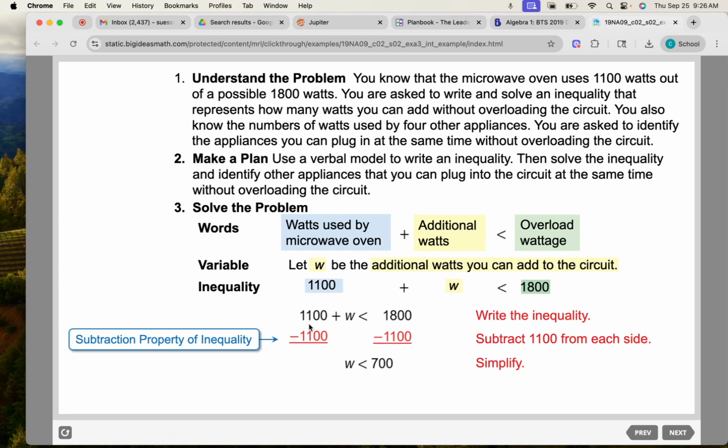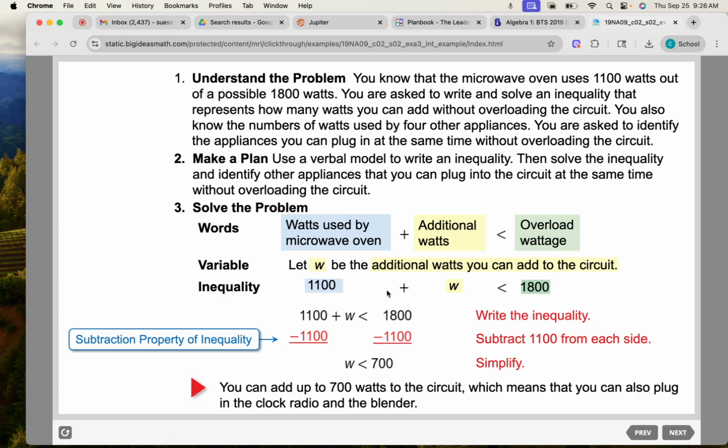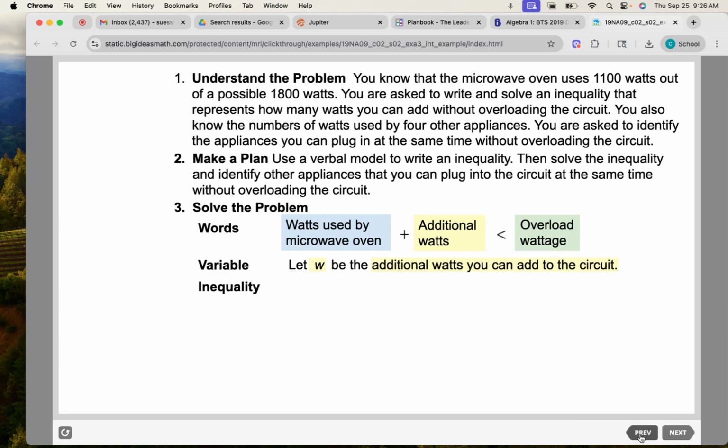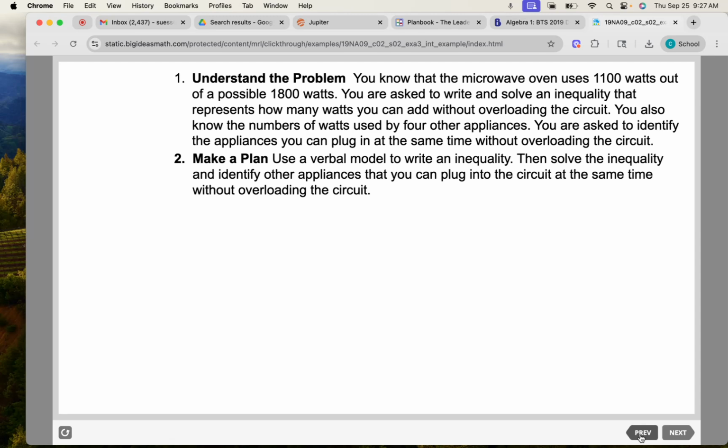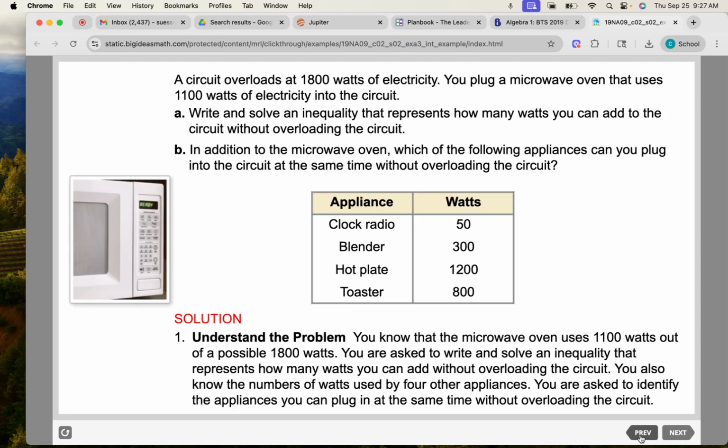We know this. So now we can go look at our list of other appliances and add up to what we can. They don't even let me go back to see it. All right, we're going to go back a page a little bit.